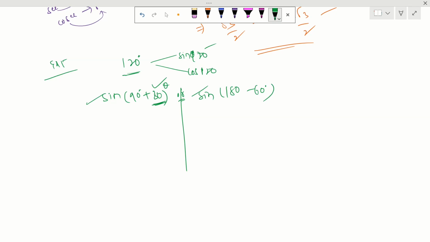Okay, sine of 90 plus 30, how can we write? This lies in which quadrant? 90 plus theta means it is more than 90 degree. It is in the second quadrant. So the second quadrant value of sine is what? Positive, right? Positive.